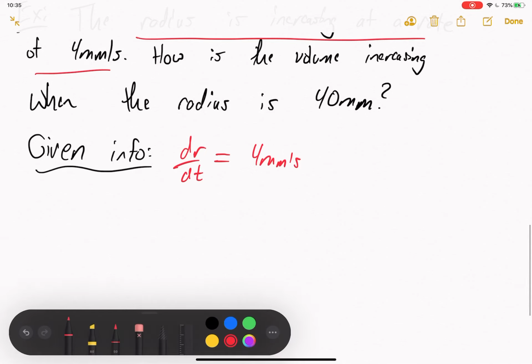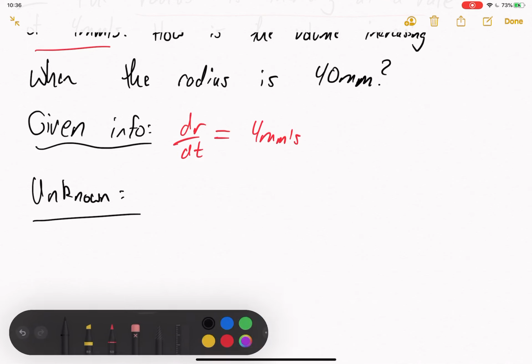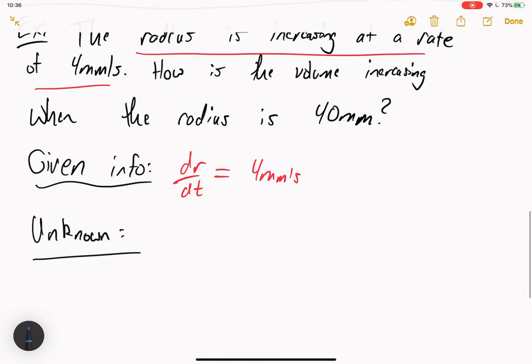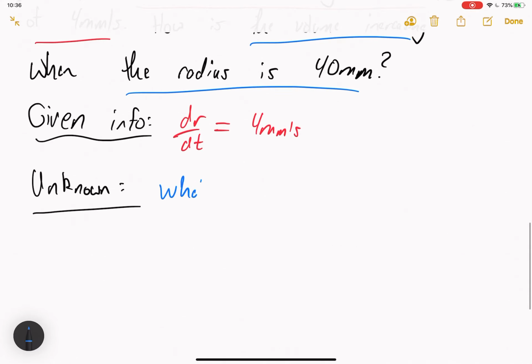And what is going to be our unknown? What is the thing that we want to find? I'm going to use blue for that one: how is the volume increasing when the radius is 40 millimeters? So what is dV/dt? Let's say when r is equal to 40 millimeters.